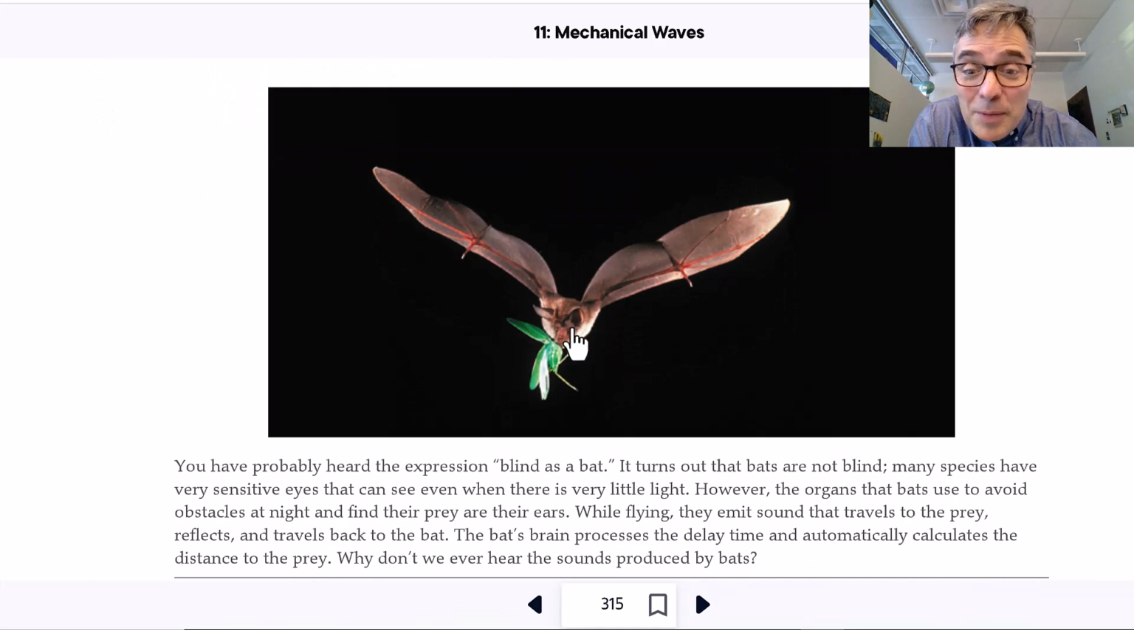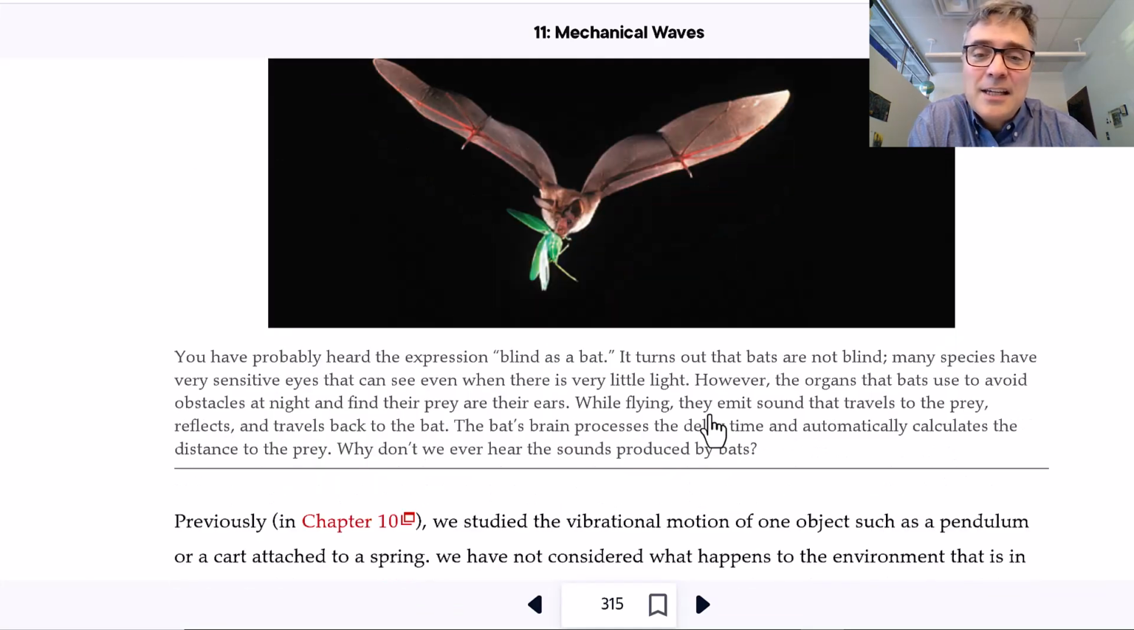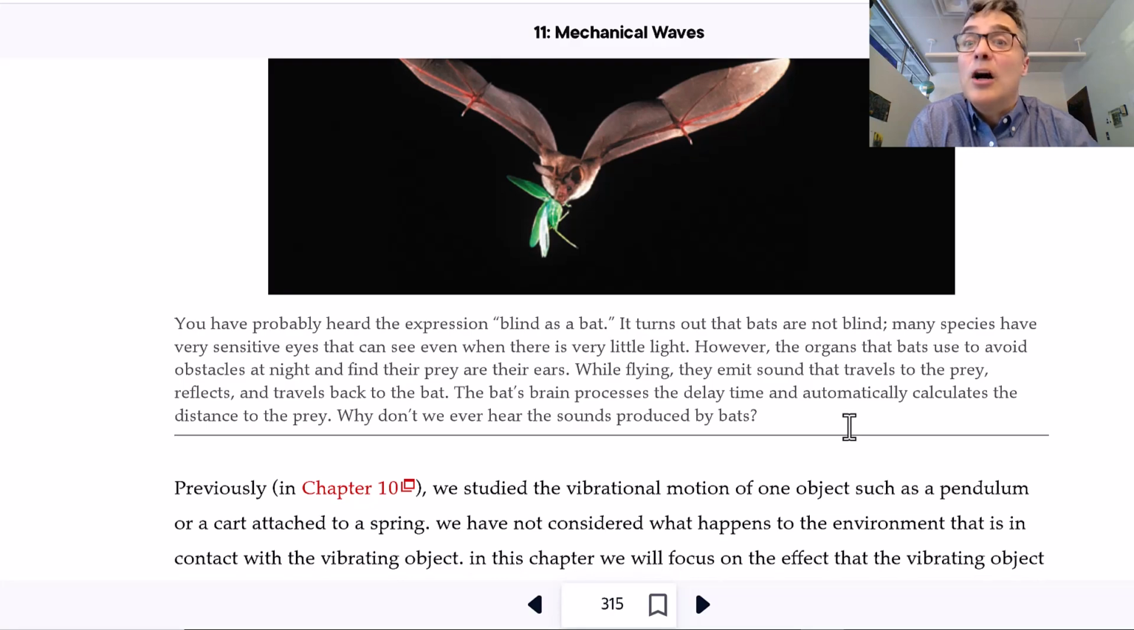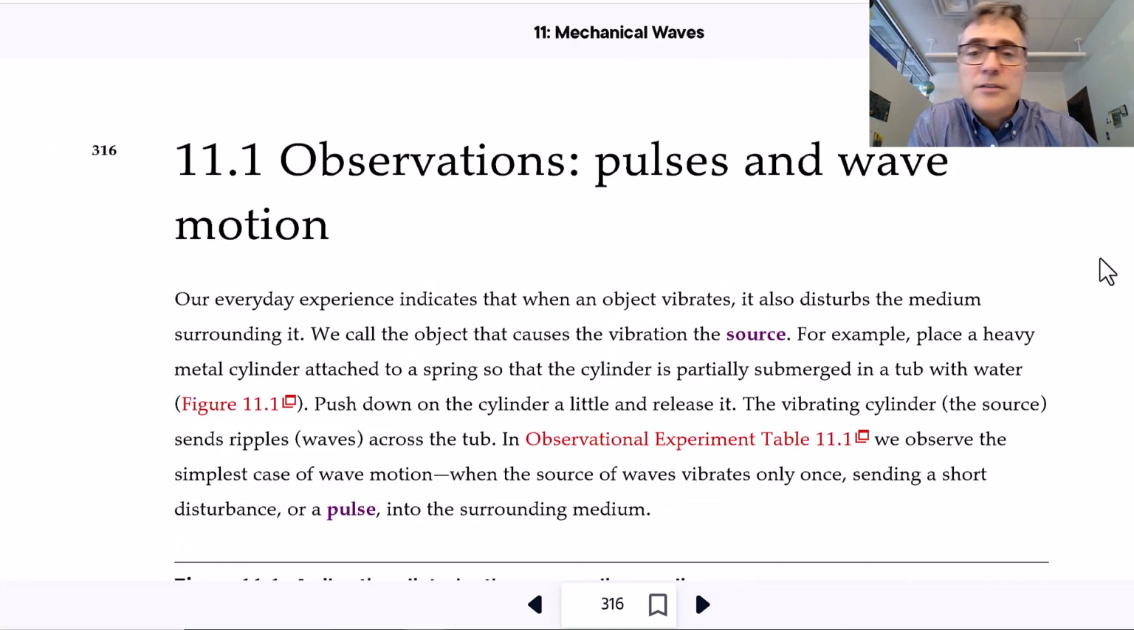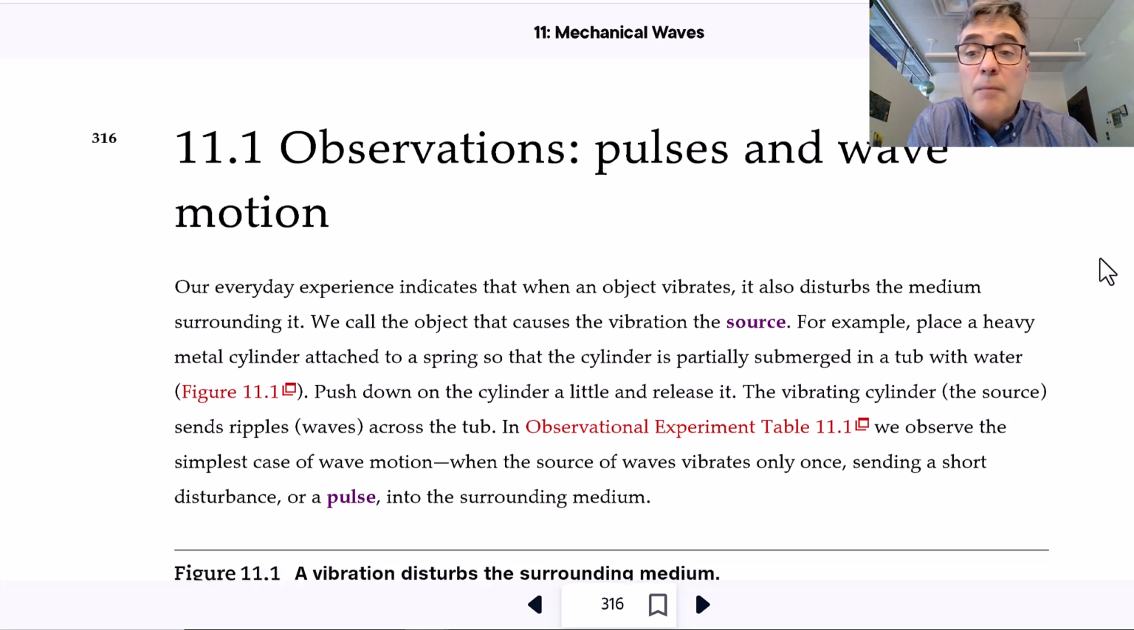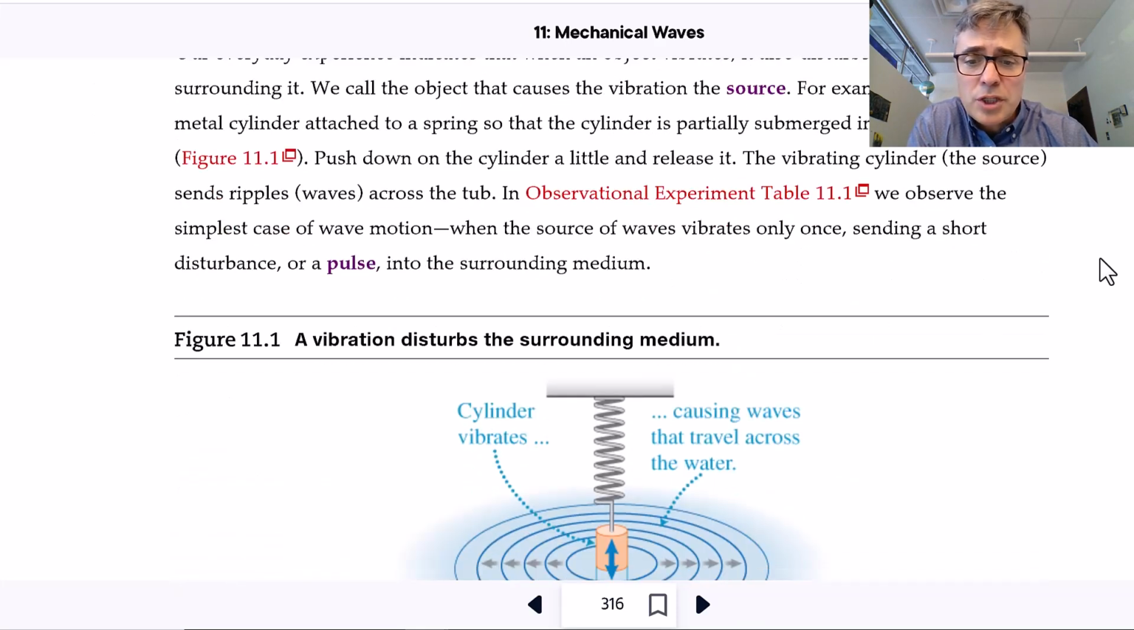And it starts off with a picture of a bat. And the idea is that bats have this chirping sound, but we don't hear it because it's ultrasound. So let's start in with waves. And so today we're going to start with wave pulses and just wave motion.